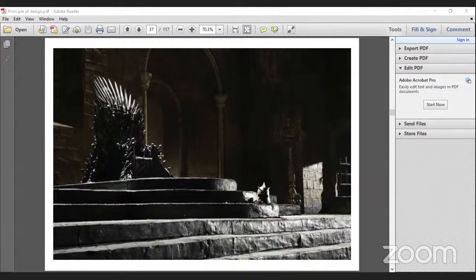Anything that you can relate it to? The design principles term is something you all should be very familiar with. So is there anything that you can notice in the throne?